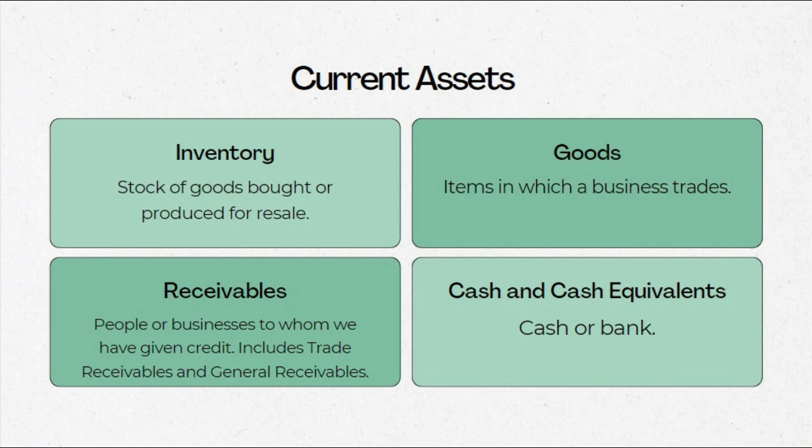The receivables are the people or businesses to whom we have given credit. It includes trade receivables and general receivables. The general receivables also include the prepaid expenses. That means the expenses which we have already paid for but haven't availed yet. And the cash and cash equivalents include the cash or bank. That means the cash in hand or the cash at bank.